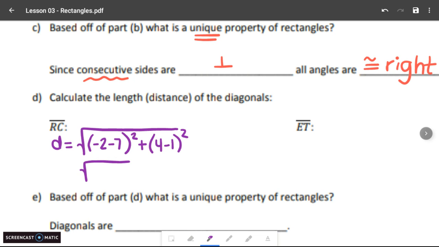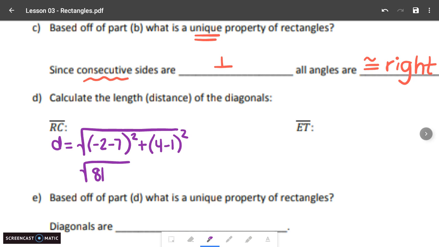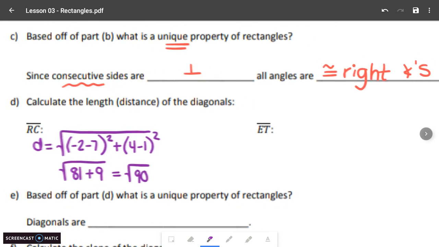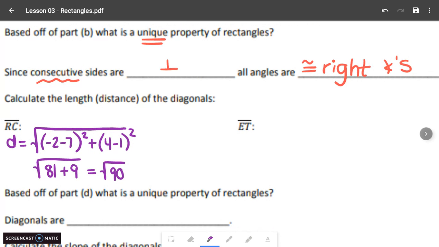So remember that double negative is going to make us a -9, but when we square that, we'll still end up with a positive 81. And we'll have 4 subtract 1 is 3. Square it, we get 9, which is equal to the square root of 90. Now the square root of 90 is not a perfect square, so we're going to leave it just as is. We're not creating any additional work for ourselves in this case.